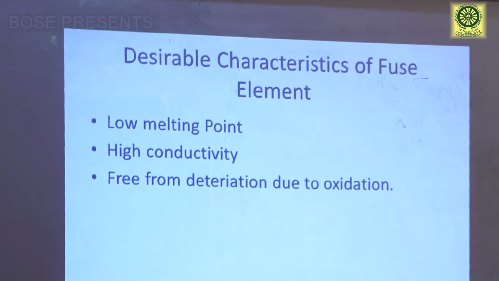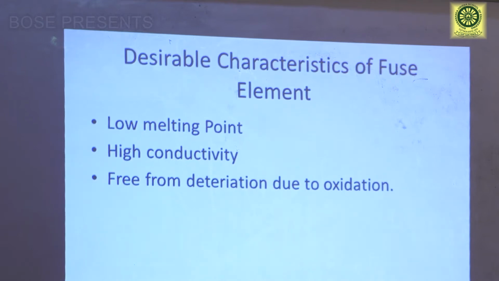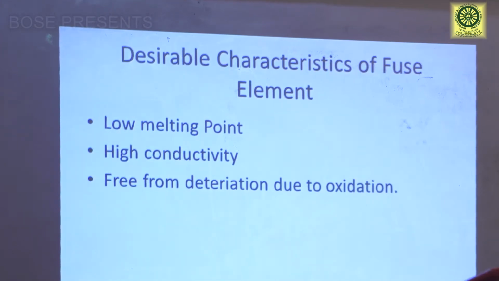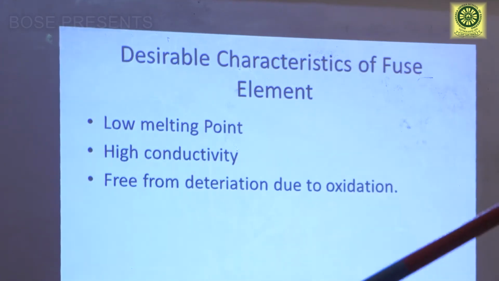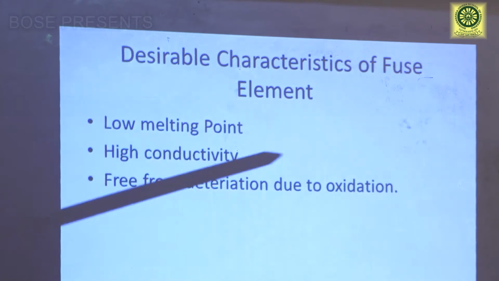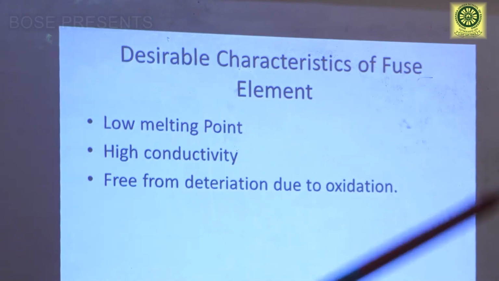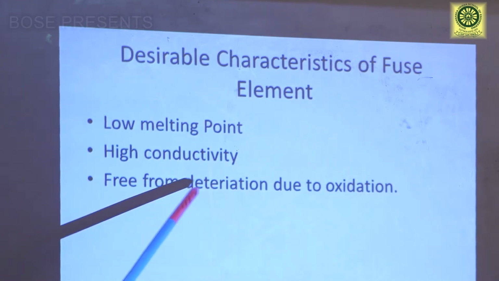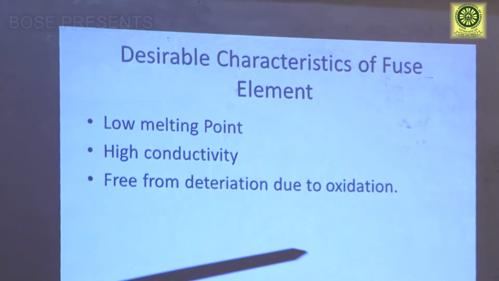Before going to the topic in detail, first I will discuss what should be the characteristics of a fuse element. This is your first point. It should be low melting point. Fuse must be low melting point. Second point, it should be high conductivity. This is the characteristic of a fuse element. Then it should be free from deterioration due to oxidation.